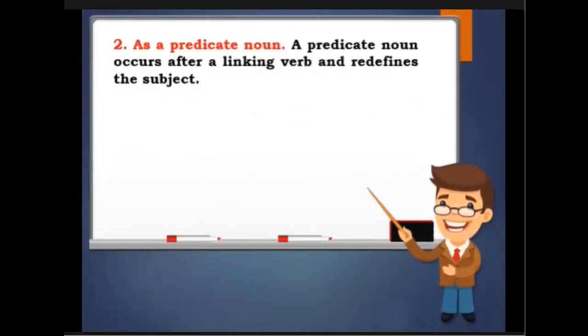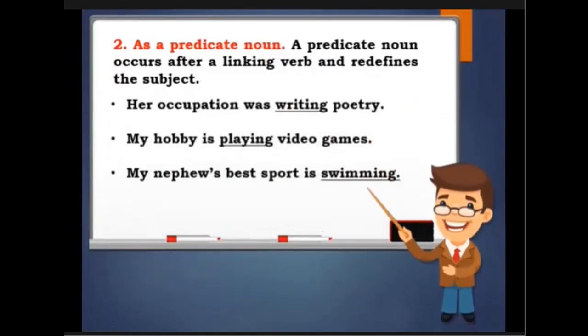The second one is gerunds as predicate noun. A predicate noun occurs after a linking verb. In this occasion, this time it is the verb be in the different conjugations: is, are, were, have been, etc. And they redefine the subject. That will be easier to understand by taking a look at these examples. Her occupation was writing poetry. My hobby is playing video games. My nephew's best sport is swimming.